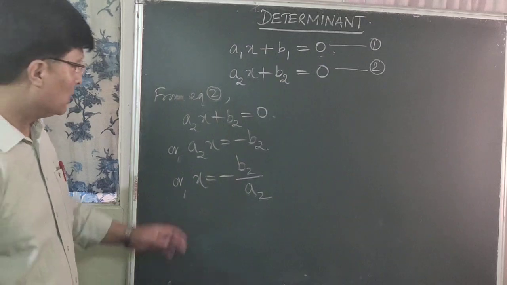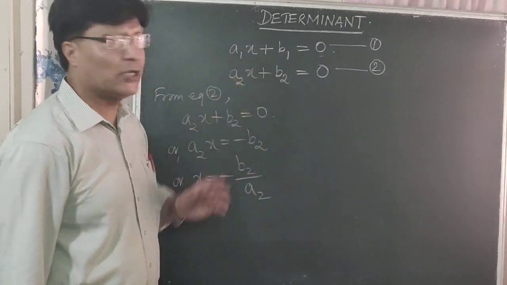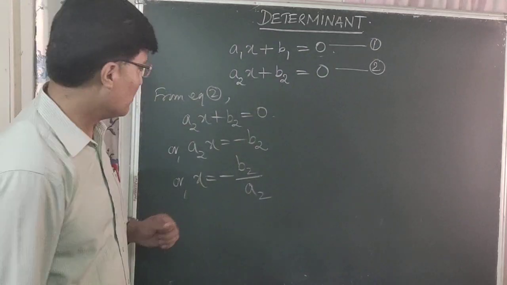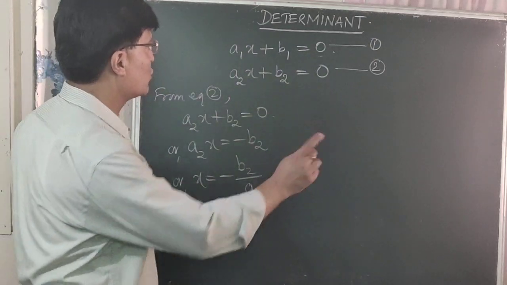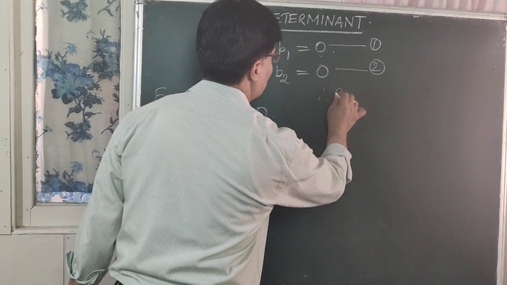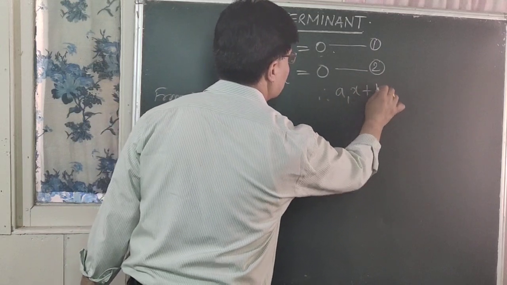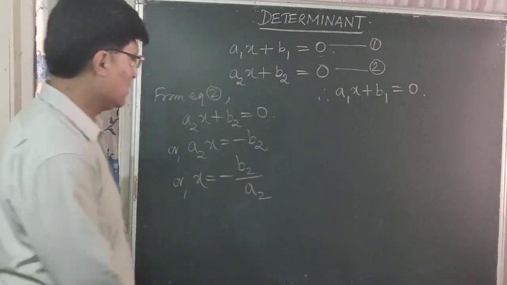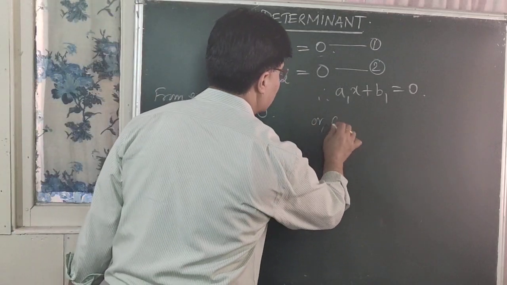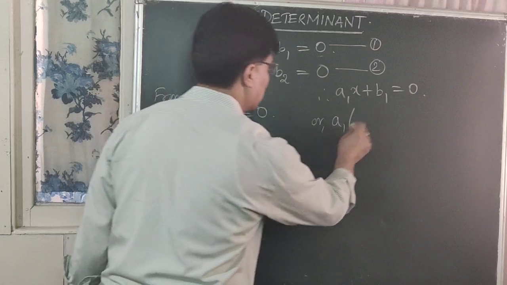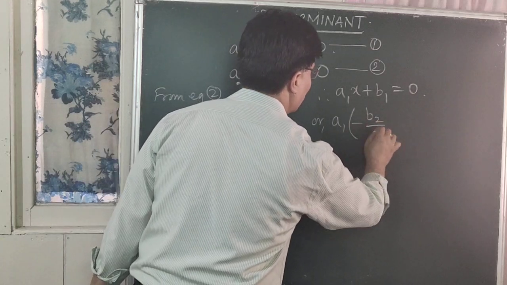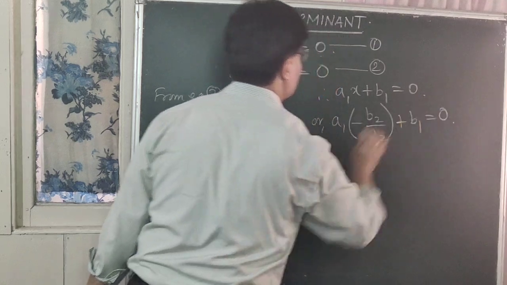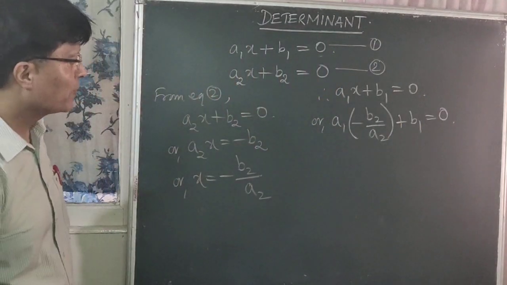Now let us put the value of x in equation 1. So what is equation 1 here? Therefore a1x plus b1 is equal to 0, right? So let us put the value of x. So a1, what is x here? Minus b2 upon a2 plus b1 is equal to 0.